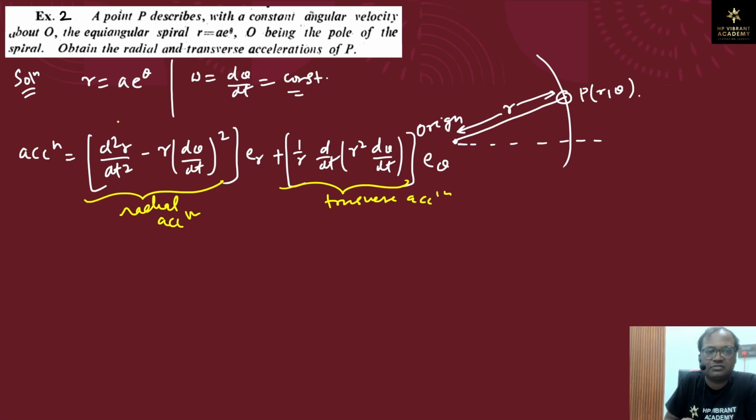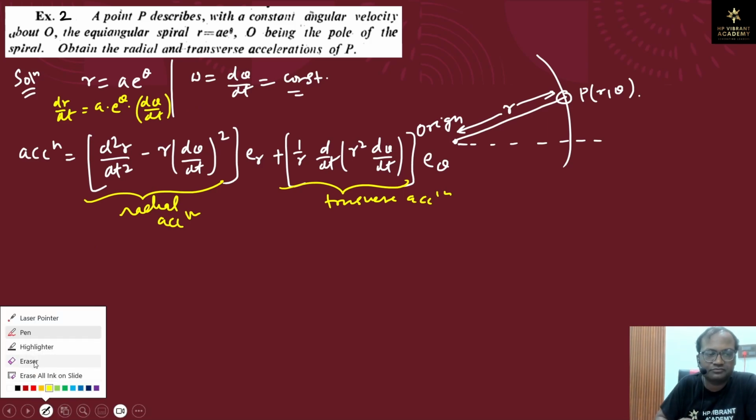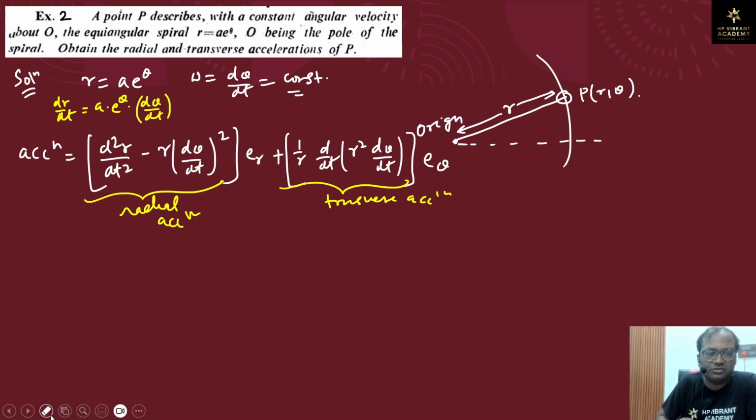Okay, so we have r equals a e to the power theta. So dr/dt equals a into e to the power theta into d theta/dt. Okay, so d theta/dt is constant. And a e to the power theta is r. So this is equal to r into d theta/dt, which is omega. So r omega is dr/dt.